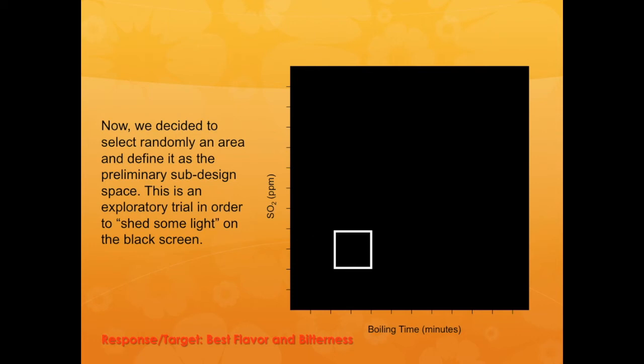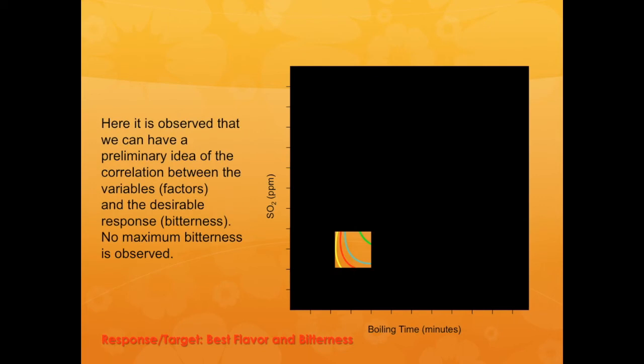And this rating, you plug it into the software, and the software is going to build for you a probabilistic mathematical model. And then you shed light. So what is going to happen, you're going to analyze this preliminary area where you have a little bit of light here. And you can see here that there is some correlation between the variables and the response. But I am not really close yet. How do I know? Because you look into the maximum flavor profile and bitterness of your beer.